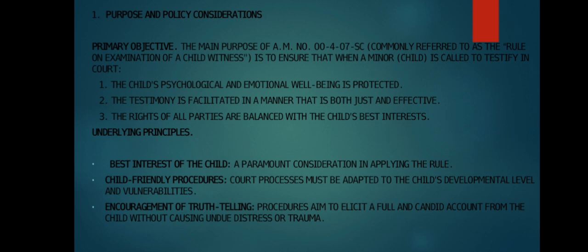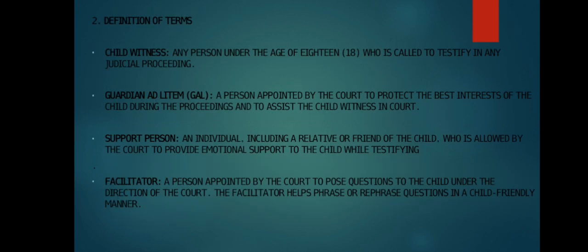Thank you. I'm Raven Barakyo, reporting the definition of terms. First, what is a child witness in testimonial evidence of Rule 130? A child witness is any person under the age of 18 who is called to testify in any judicial proceeding. And also qualified dito ang adults na may mental or physical disabilities.